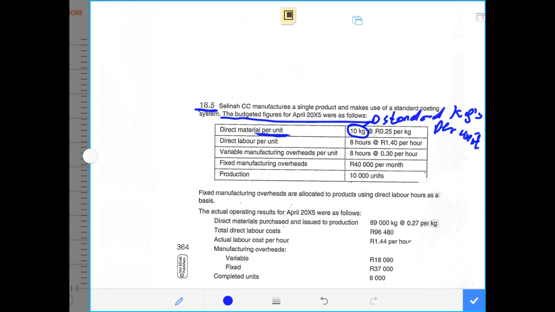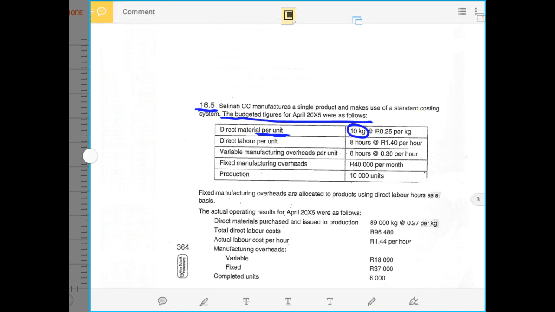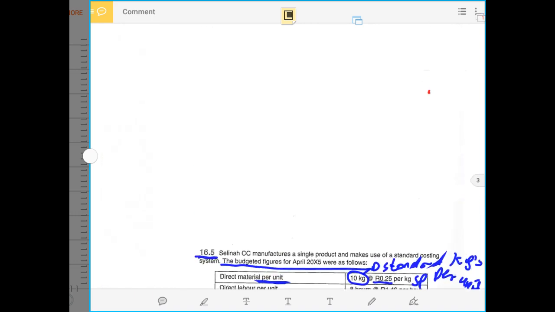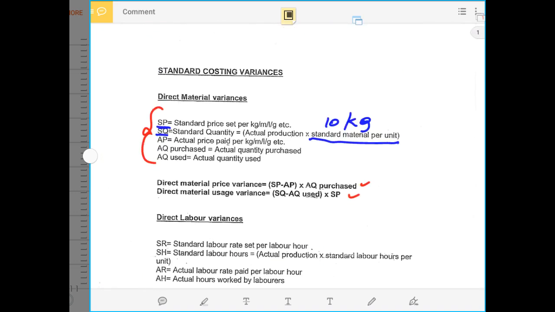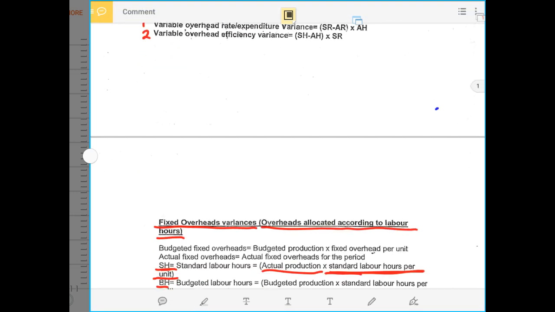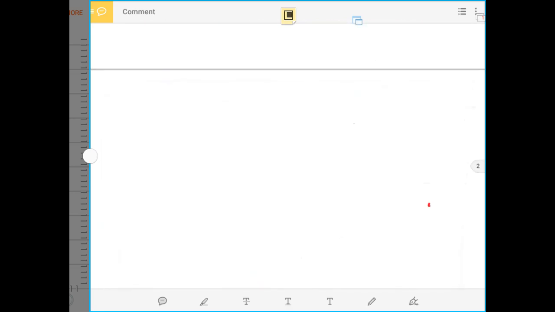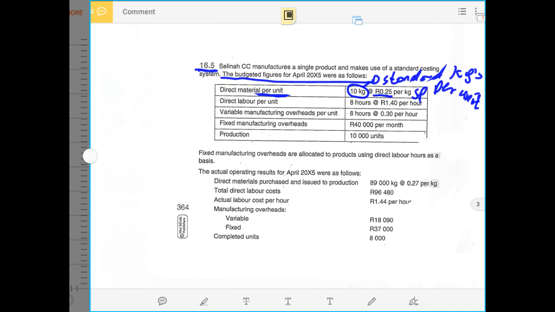Then they say at 25 cents. Therefore now this will be the standard price of material per unit, meaning the material that we need. And the standard price is called SP. That SP is the one that we have seen in the material price variance, which is the standard price. So that will be the price that we substitute when we are doing our variance in terms of material.